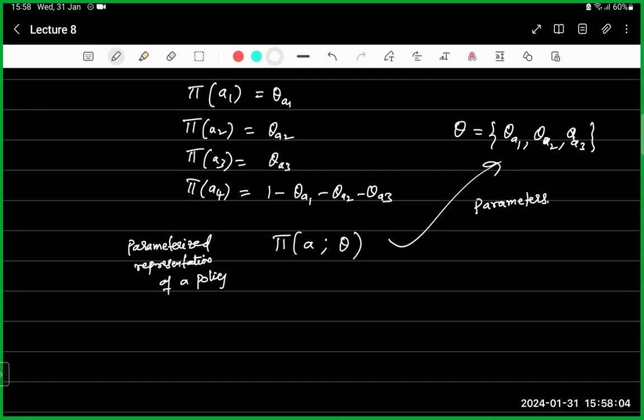So if I want to understand how good this policy is, what will be a metric? Yeah, so this is a policy. What is the expected reward I'll get for this policy? That will give us a measure of how good this policy is, right?